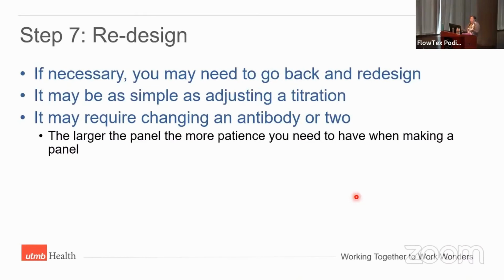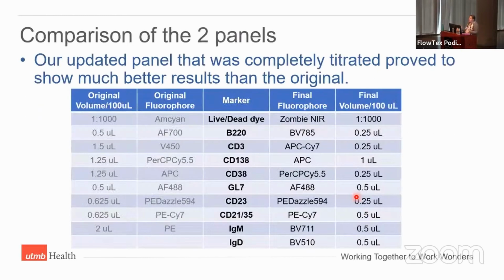And then your next step would be, again, we talked about redesigning the panel. In our case, we were lucky we did not, but sometimes redesign could be as simple as going back to your titrations and double checking them. It could be changing 1 or 2 antibodies. It could be adjusting your controls. Again, we got lucky. So I just wanted to show you a comparison of what the panels looked like.